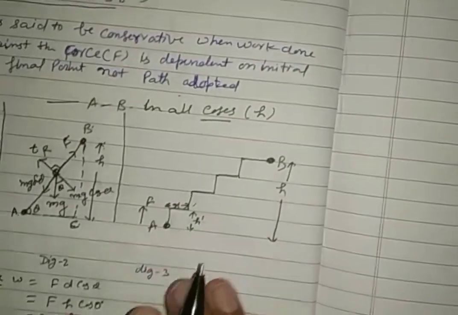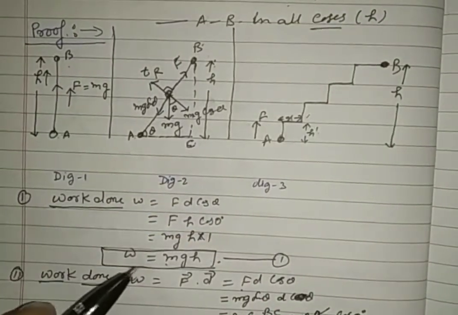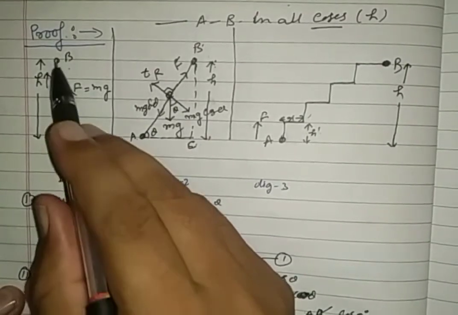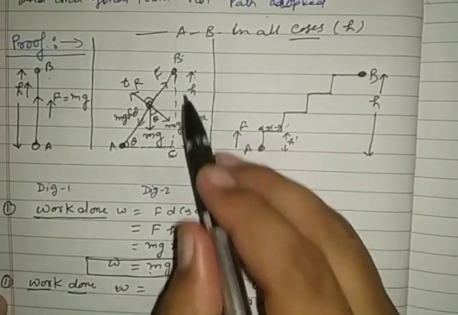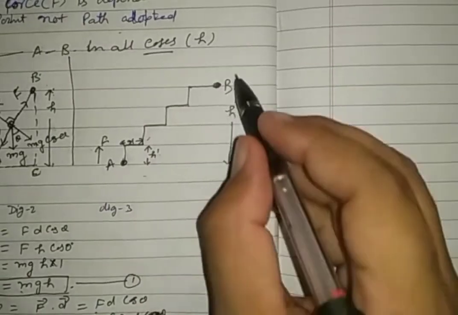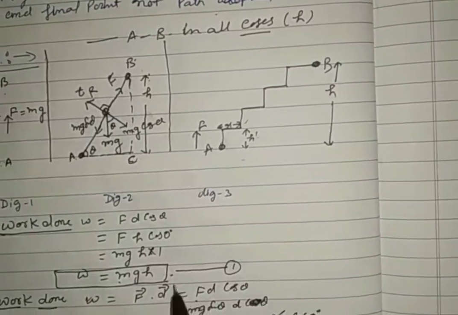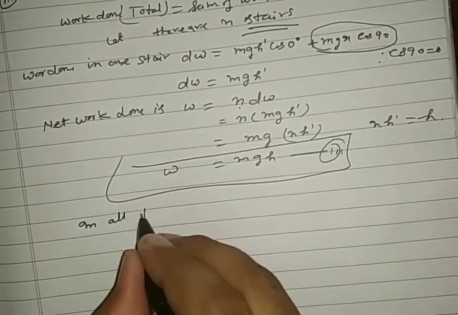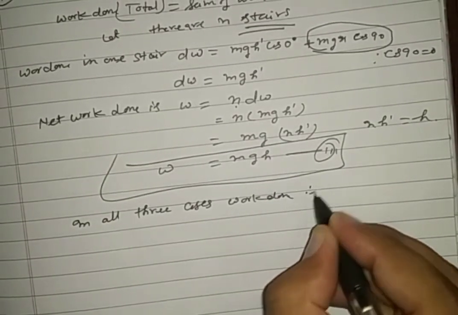Now see here in the diagram carefully, everybody. In this case, the ball is lifted from A to B under three different circumstances. A to B is straight upward. In the second case, an inclined plane is used to lift it to height h, and in the third case, the staircase is used to lift the ball to height h. But in each case, the work done is the same, that is mgh. See here, in all three cases, work done is the same.